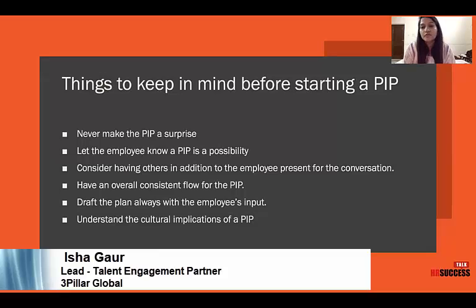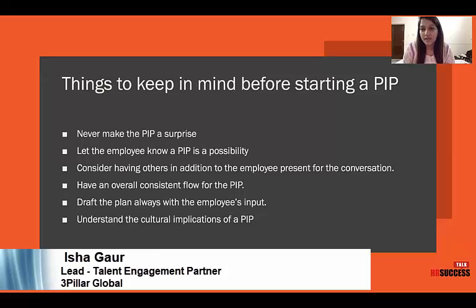Have an overall consistent flow for the PIP. Draft the plan always with the employee's inputs. When you're drafting the performance improvement plan, always make sure that you have put in the plan according to what has been discussed between you and the employee. You and the employee both should be on the same page, should be in sync, because tomorrow if the employee says that this was not discussed with me and I don't know what these parameters are and why am I being evaluated on these parameters, the entire purpose comes to an end. Which is not right. So we should always make the plan in consultation with the employee who is undergoing the PIP process.